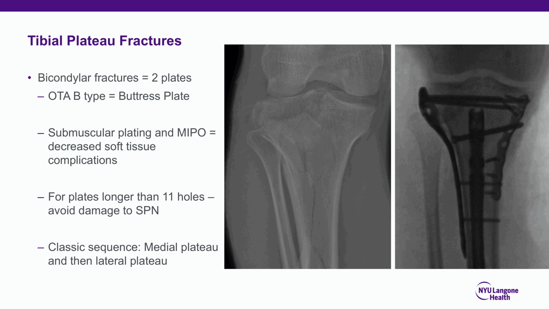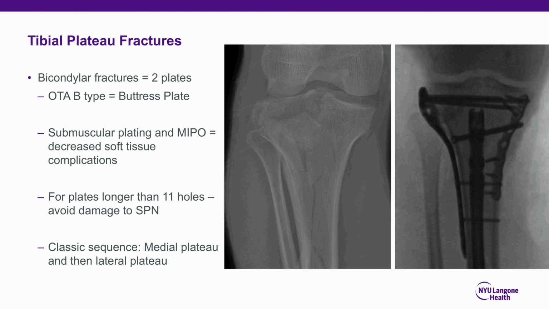Bicondylar plateaus, on the other hand, are much more challenging and different. Bicondylar plateaus typically need 2 plates, a buttress plate along the medial side and a locked lateral plate. When treating bicondylar fractures with 1 plate, a locked lateral plate is absolutely necessary. However, keep in mind, without a medial buttress, they can continue to drift into varus.